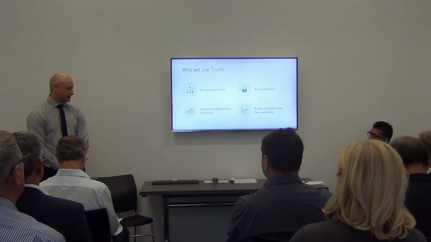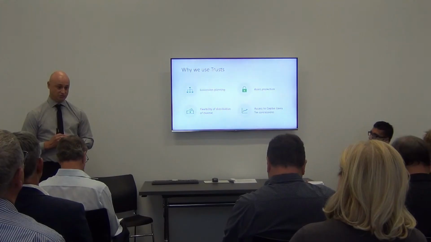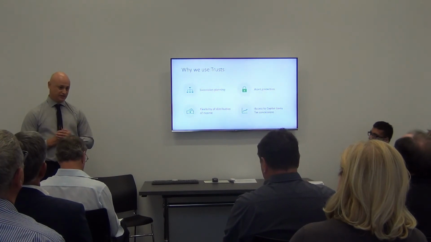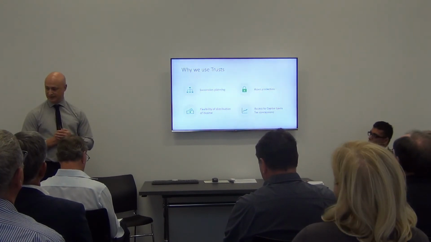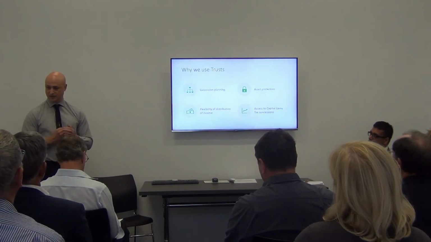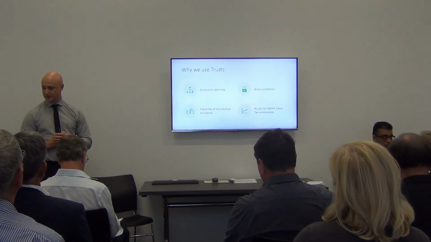And the last one there, access to capital gains tax concessions. We'll get through it in a future slide, but any assets that you hold in the trust and sell for a gain, provided you hold those assets for more than 12 months, there's a 50% tax exemption on the capital gain. And if you're a small business and you sell that business, there's a raft of concessions that you can use to potentially have the capital gains tax reduced to zero. So there are 4 valid reasons why we should have trusts.